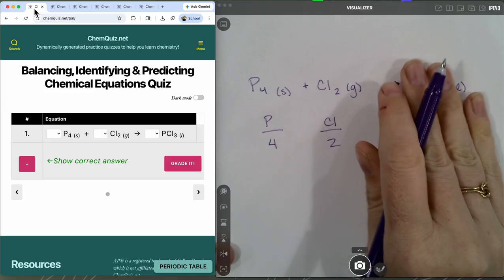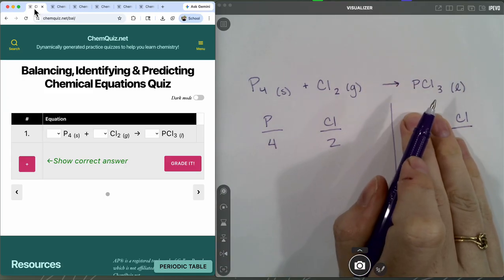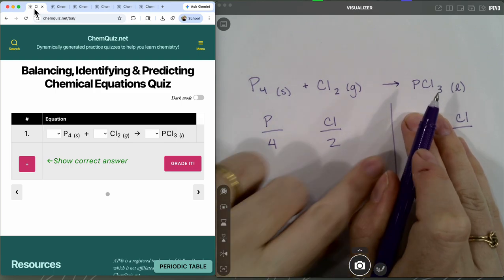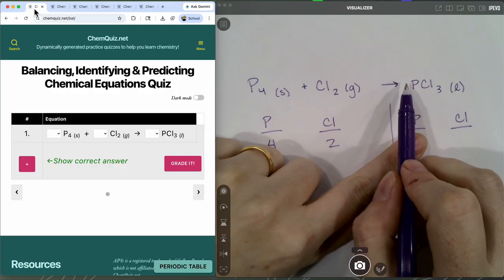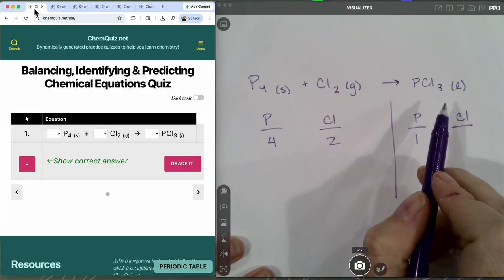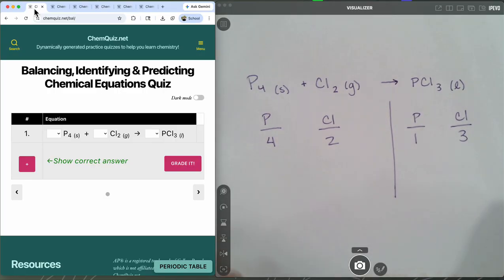Okay. So when we have these subscripts, they only apply to the thing directly in front of it. The thing that would apply to everything would be as if we wrote a number out here. Okay, so then it's just 1. Good. 1 phosphorus and then 3 chlorine. Very nice. Okay, this is going to be interesting to balance. What do you want to do first?